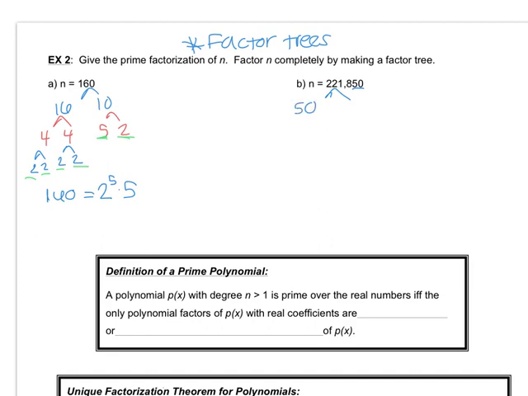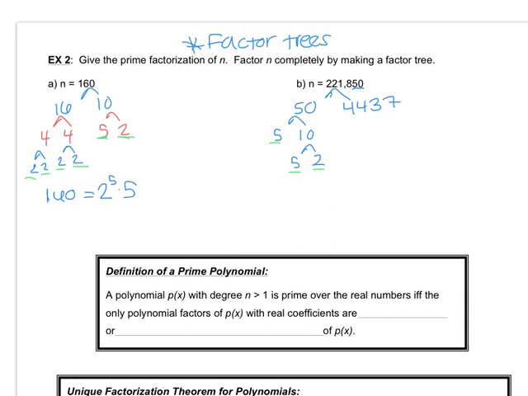So using your calculator, type in 221,850 divided by 50. And the other factor is 4437. So I'm trying to break down each of these two numbers. I know 50 I can break down into 5 and 10. 5 is prime, so I'm done right there. 10 can still be broken down into 5 times 2. Each of those are also prime. So I'm kind of halfway done on that left-hand side. I know 5, 5 and 2 are three of the prime factors of our number.